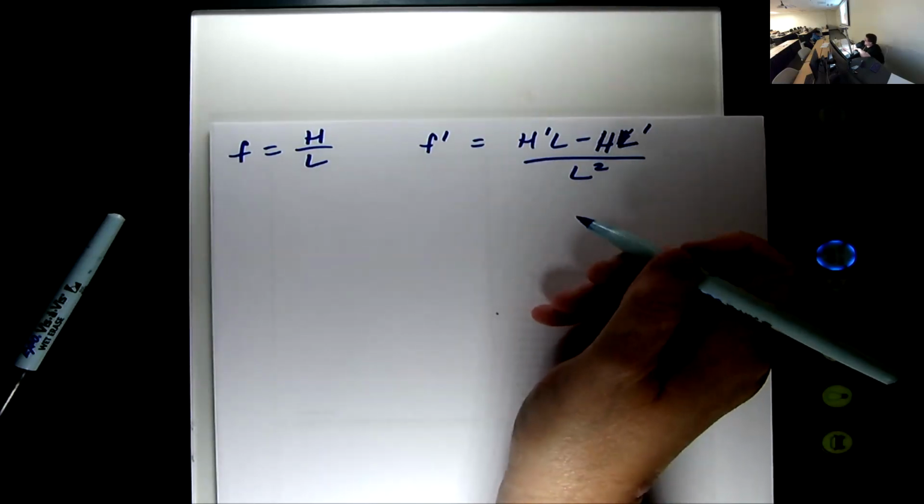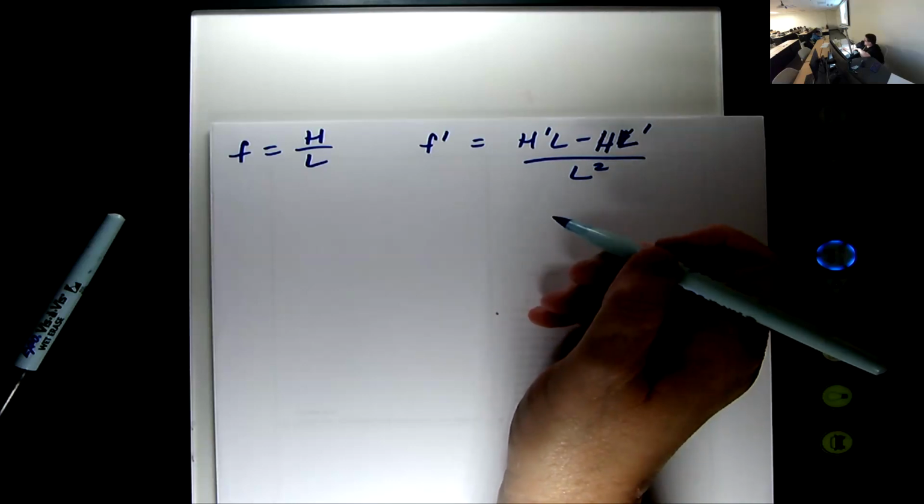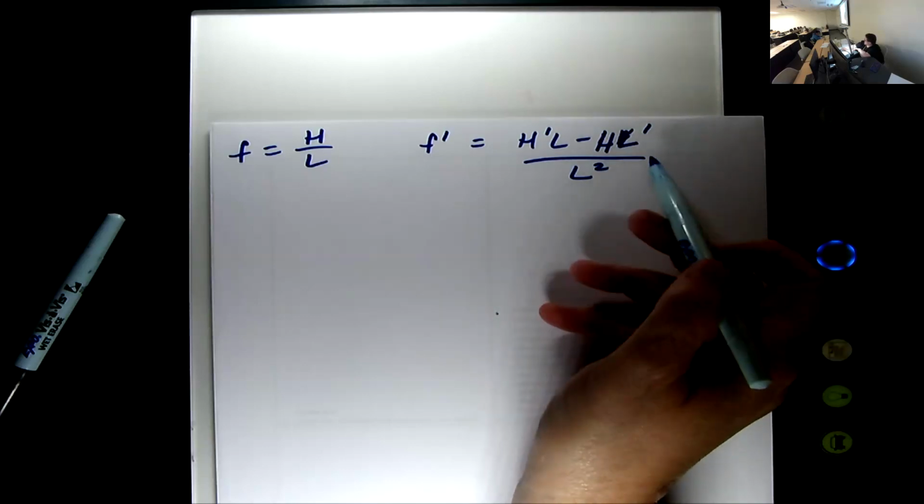How did they come up with that formula? That seems excessively complicated, right?